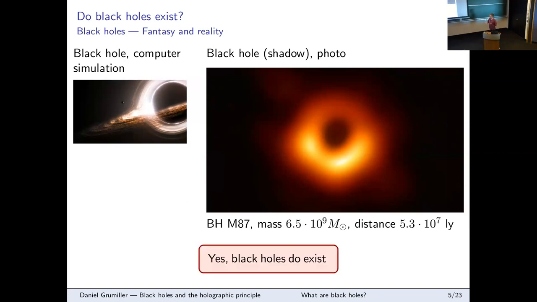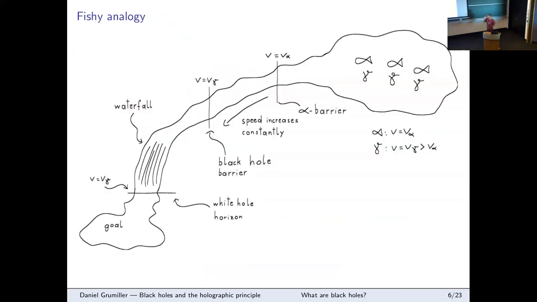Okay, so the short answer to this question is, yes, black holes do exist. We can make the statement with a similar amount of confidence that we believe in the existence of quarks or other elementary particles. Okay, so let me now explain what a black hole is, and I'm using this analogy that was introduced by Bill Unruh in the 80s.